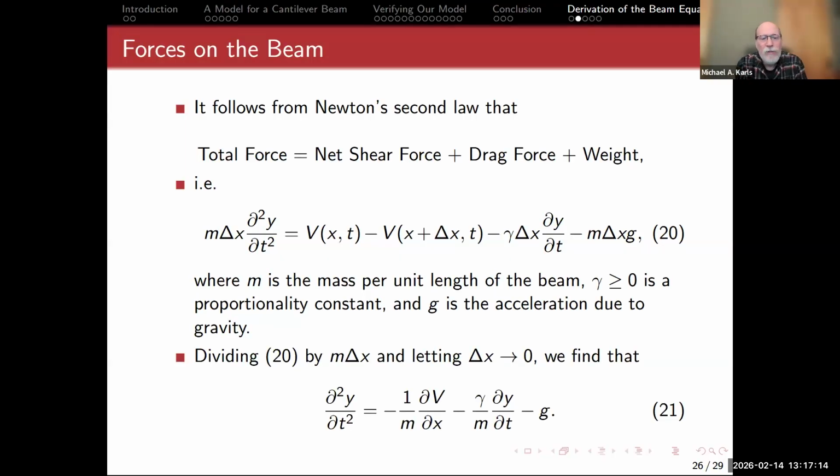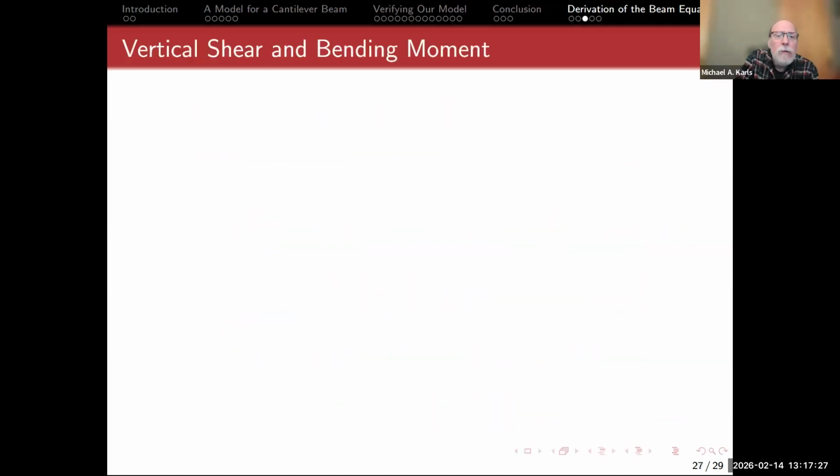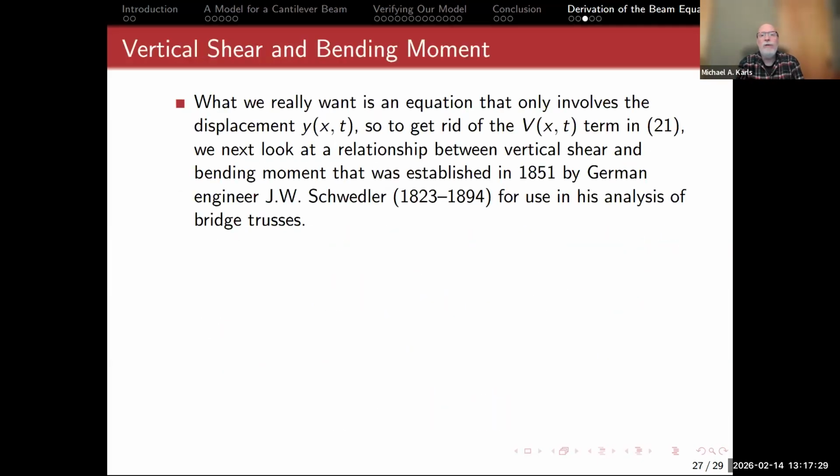And if you divide equation 20 by m times delta x and let delta x go to 0, we get this relationship between y and v, the vertical shear force. But we really want an equation that only involves the displacement y. So to get rid of the v term in 21, we next look at a relationship between vertical shear and bending moment. That was established in 1851 by German engineer J.W. Schwedler for use in his analysis of bridge trusses.